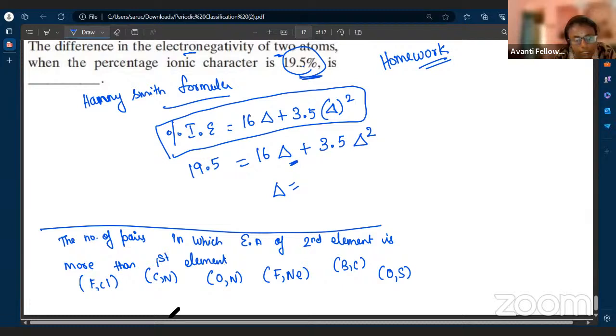Have you solved the DPP I sent for the solution unit? Yes. Okay, solve it and put it in the group.